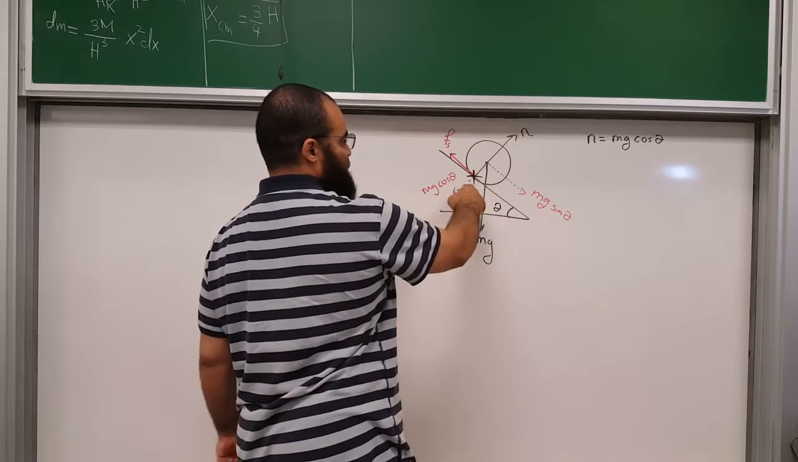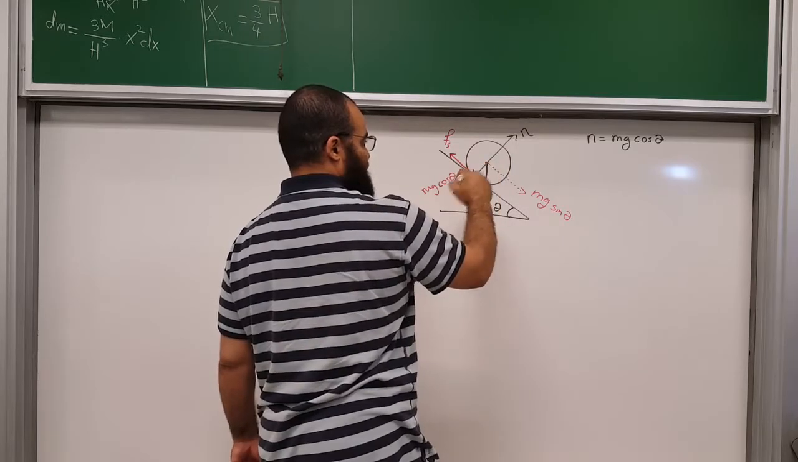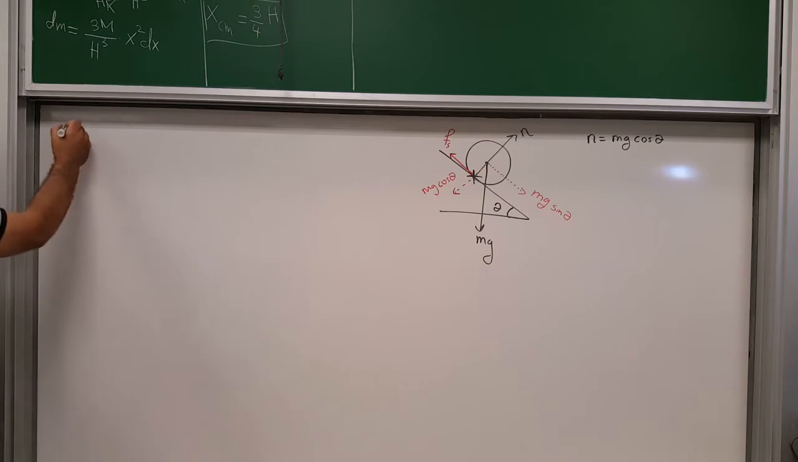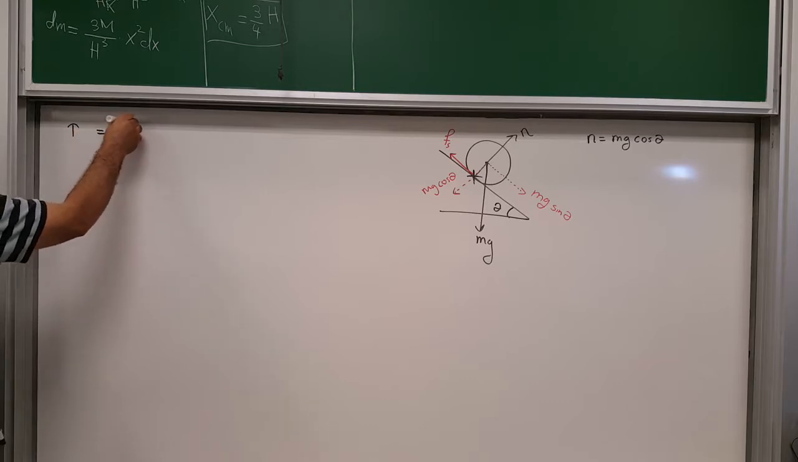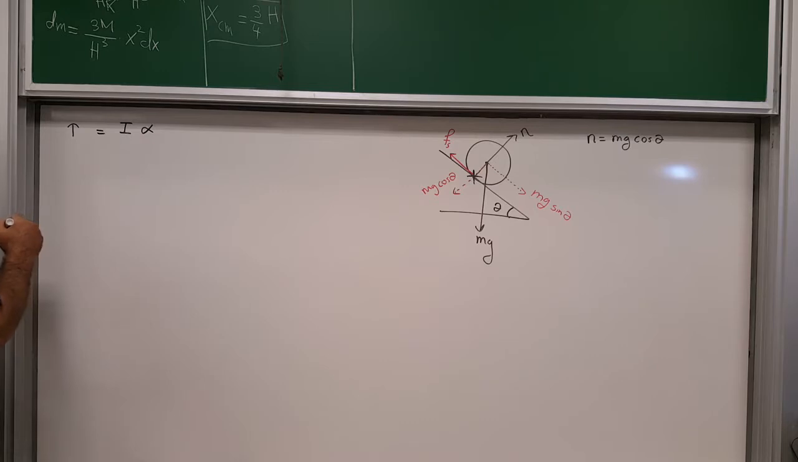And the torque about this point will equal the moment of inertia about this point times the angular acceleration, and see what we get. All right, so let's see. So I get the torque about that point will equal the moment of inertia about that point times the angular acceleration.